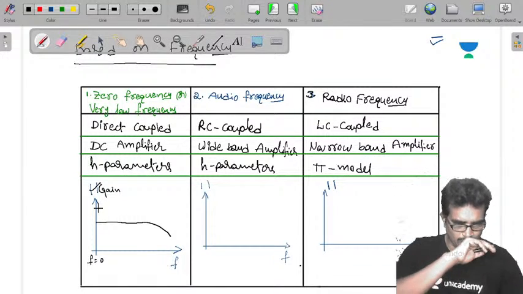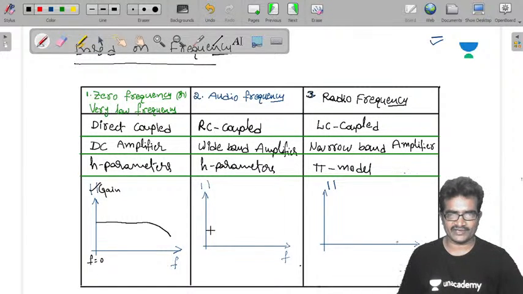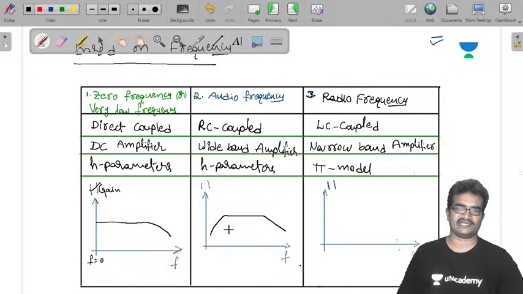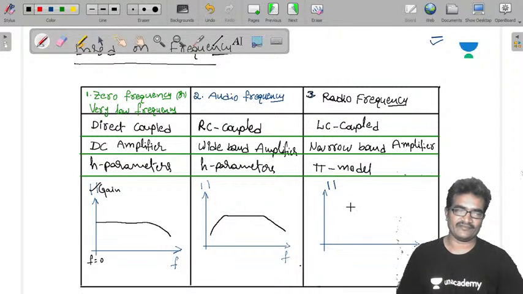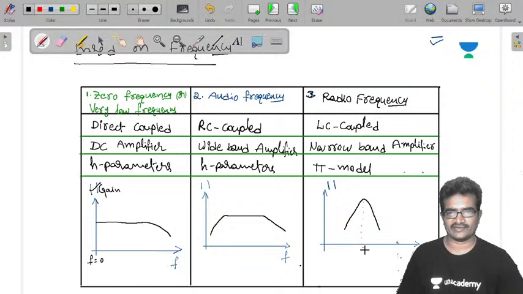Now the wideband amplifier. At low frequencies, gain is low. By increasing frequency, gain increases, and after that it is constant. At high frequencies, gain decreases again. Next, the narrowband amplifier. Its frequency plot is narrow, with a central frequency f0, a lower cutoff frequency and a higher cutoff frequency.